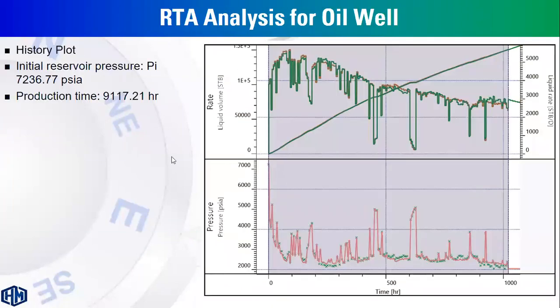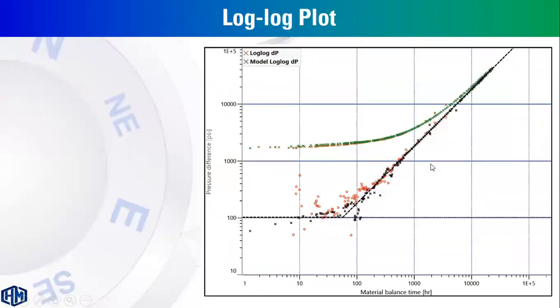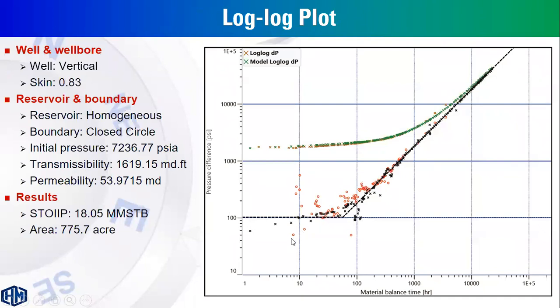Another case for this well, it's the PI and the production time. For the log plot, as you can see, this is the matching for this well. The horizontal line represents the reservoir parameter, and this unit slope line represents the boundary dominated flow, or the boundary distance or reservoir size, and accordingly the reservoir volume. And we can predict the value of N, or stock tank oil initially in place, estimated as 18 million stock tank barrels.